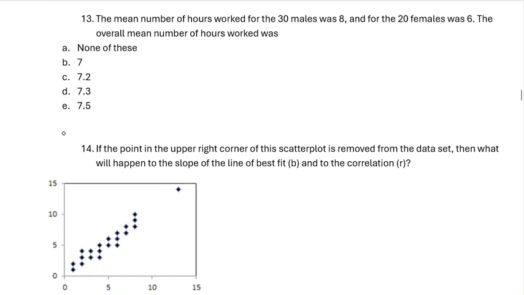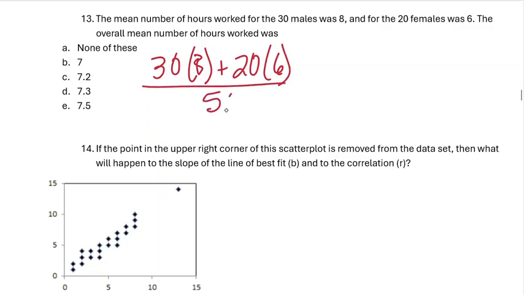Okay, so in this problem the mean number of hours worked by 30 males was 8, and the mean number of hours for 20 females was 6. So you're going to do 30 times 8 plus 20 times 6, and divide by the 50 people who were doing the work. And that will give you the weighted mean for that problem. So 30 times 8 plus 20 times 6, and then you divide it by 50, and you end up with 7.2.